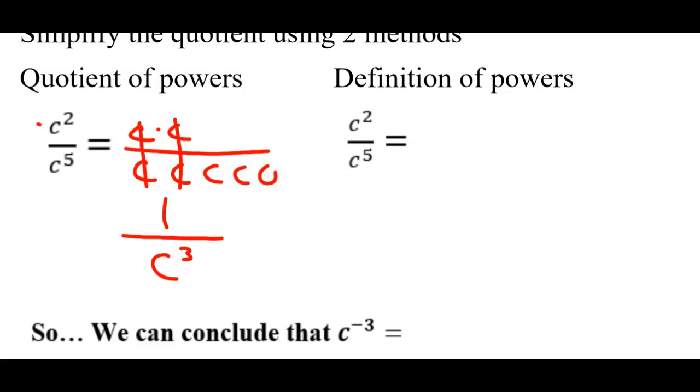What was my rule that I just learned? C, and what am I going to do with my 2 and my 5? Rita, what am I going to do with my 2 and my 5? Add them, subtract them, multiply them. What am I going to do? Subtract. And I'm going to do 2 minus 5.